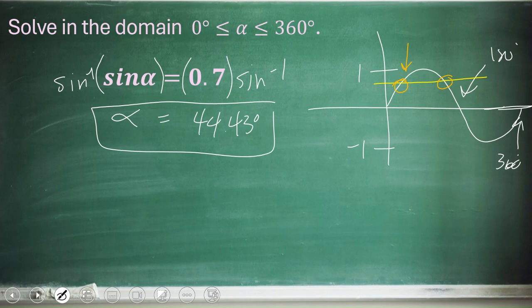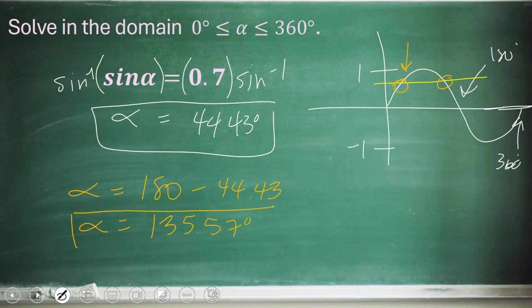Because they both have to happen within 180 degrees, I'm going to use my property to find my other value. I'm going to say alpha equals 180 minus the value we just got, which is 44.43 degrees. And when I do that, I get my second value of 135.57 degrees, and that equals alpha, and that is my second value.